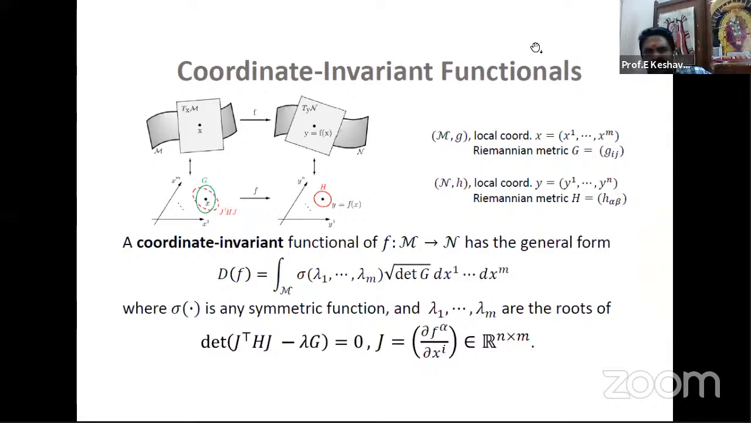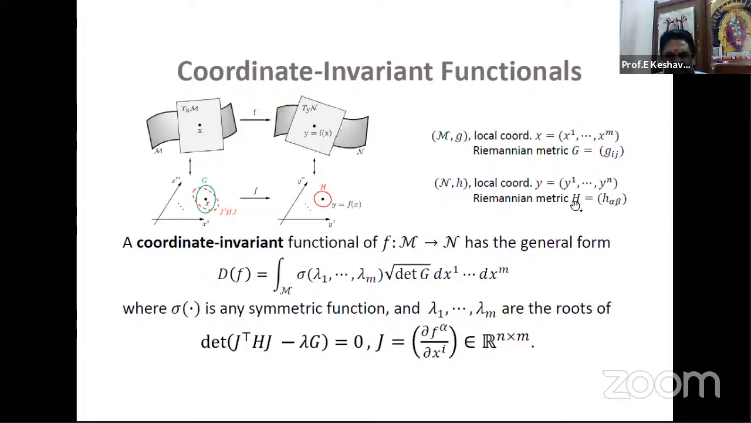Coordinate invariant functionals. Now we came to the functionals. Suppose the manifold is there, the Riemannian metric is developed. Now this is a physical interpretation of this one. This is x1, this is xm, and this is the Jacobian, J transpose HJ, and this is an F map, which goes to H, y1 to yn, that is x1 to xm mapped to y1 to yn, and this is y equals f of x. So this is M with G local coordinates x1 up to xm. The Riemannian metric is G. Here the Riemannian metric is H.